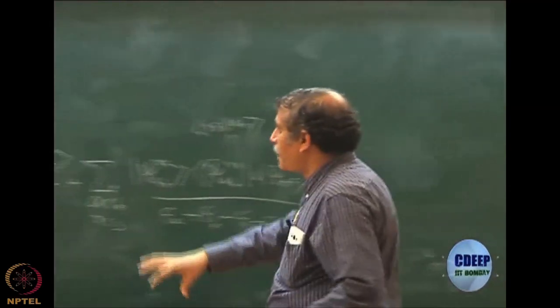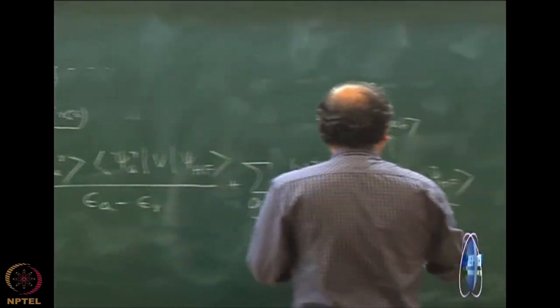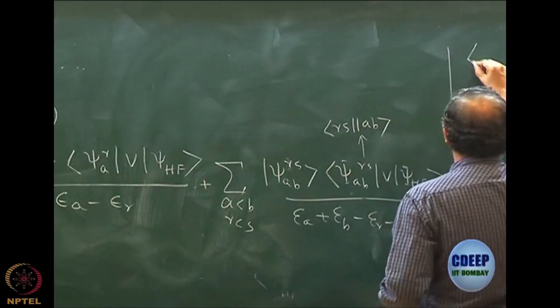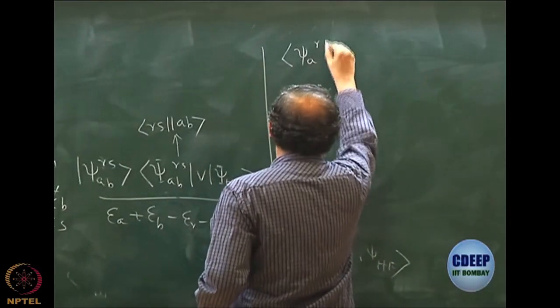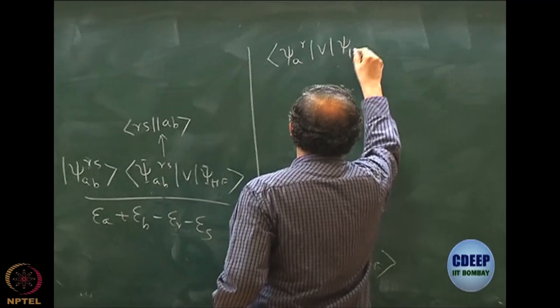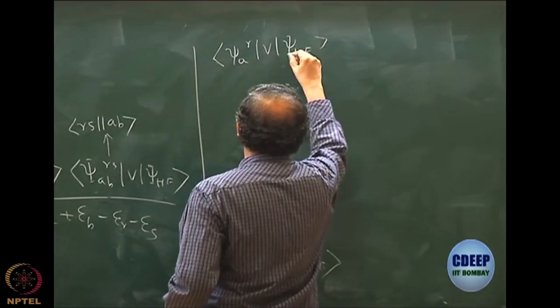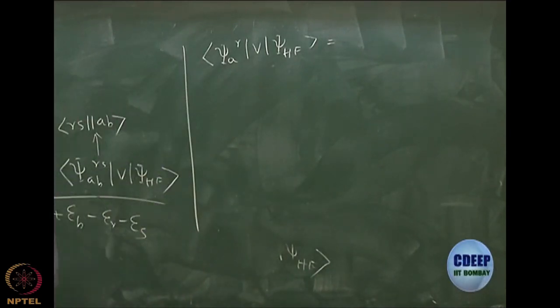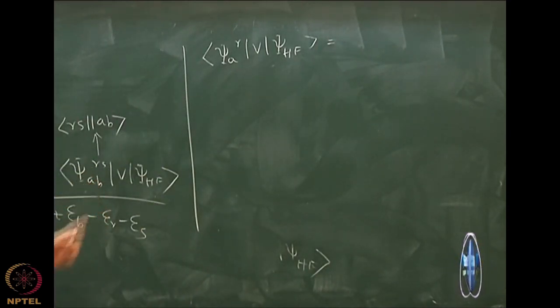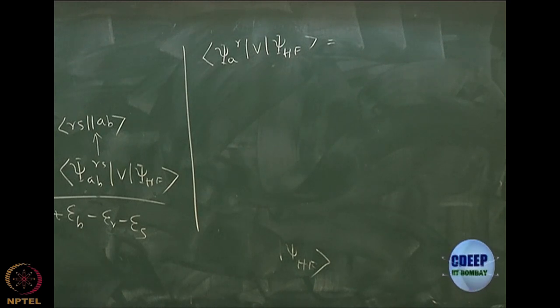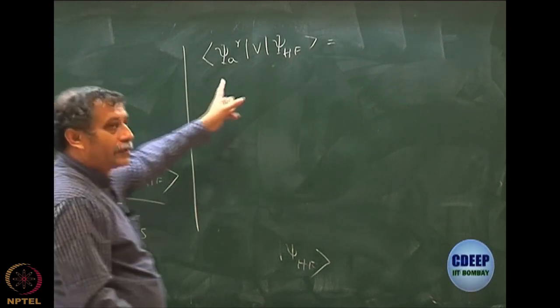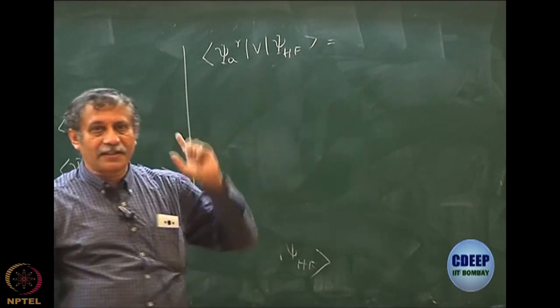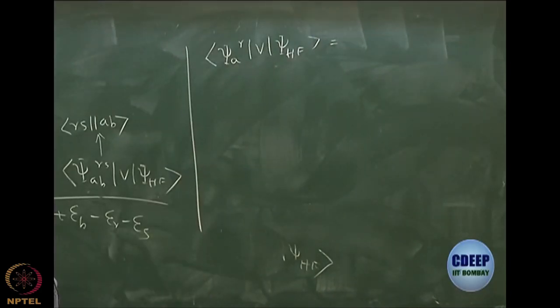So let me analyze these two determinants, these two integrals. So one of them is psi AR V psi Hartree-Fock. Of course, if you know this, you know its conjugate. How to do this? So, what is the result of this? First, let us start from here. What is the result of that? Brillouin's theorem, if it was Hamiltonian, it would be 0. Remember, now what is the result of this? So, everybody thinks it is non-zero? Yes, it is 0. I will show you why.